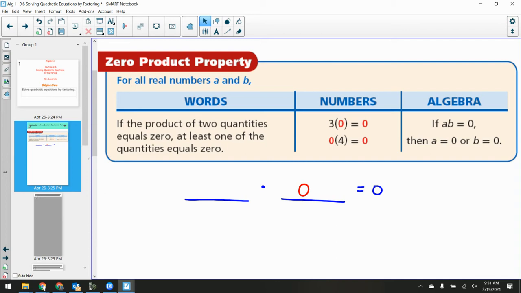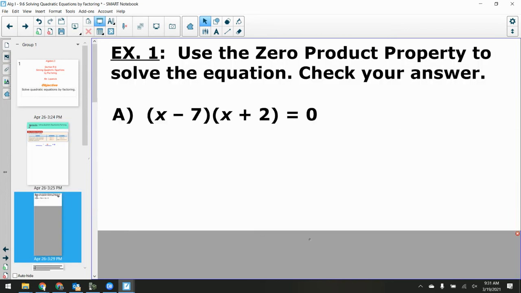So if you've got two quantities that you're multiplying together, you can say that either of them could be 0 to make this equation true. Let me show you what I mean here. Let's take our first example.